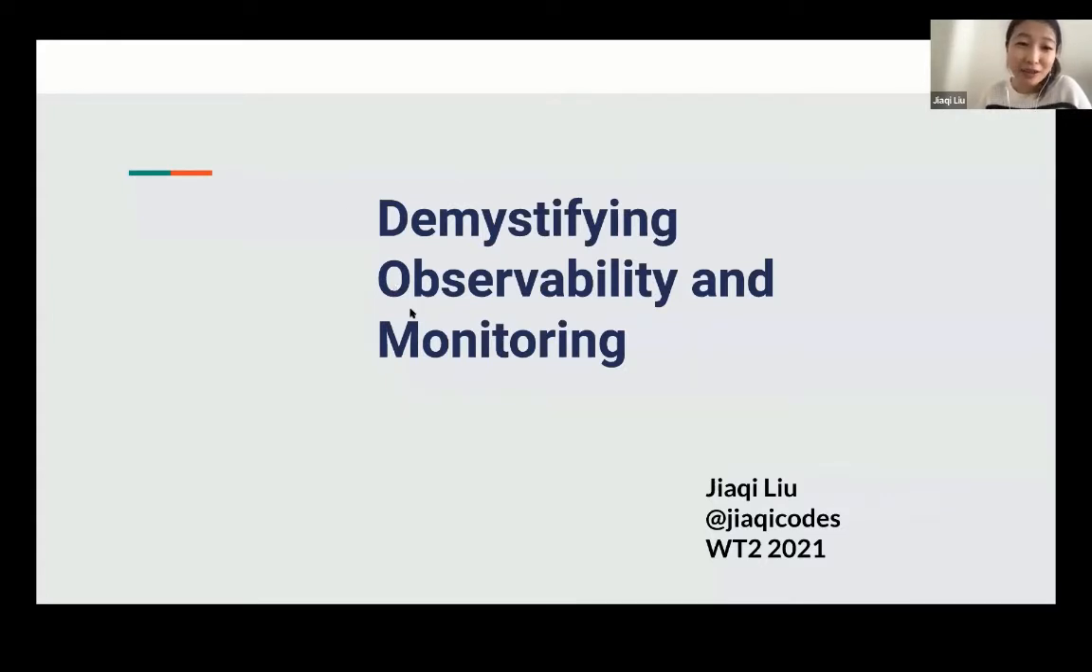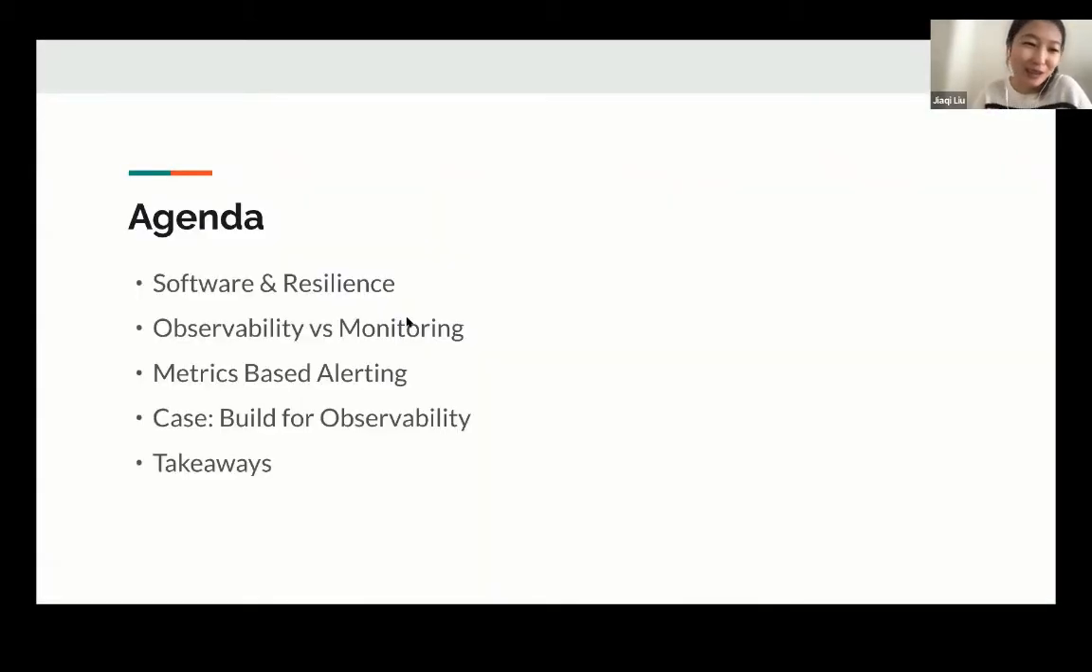I'm really excited to talk about observability and monitoring today. We'll get right started. I'll go through the agenda. I'm going to start with talking about software and what resilience means to me as a platform engineer, as a technical leader. Talk a little bit about observability versus monitoring, and then give a couple of examples on how I've incorporated observability in software I built in the past, and conclude with takeaways.